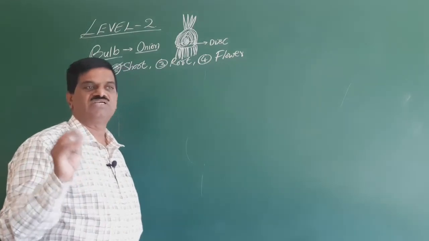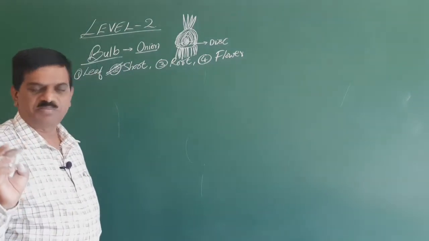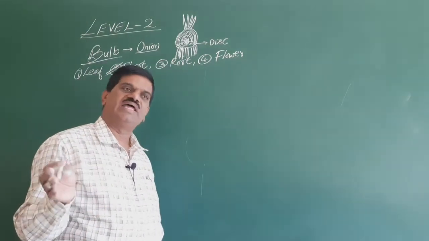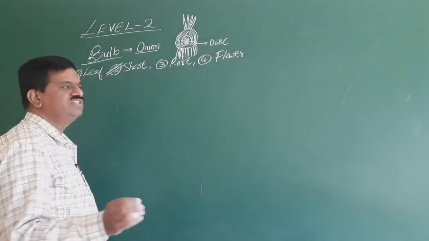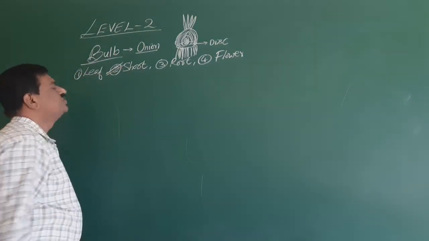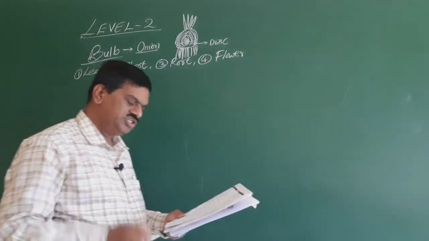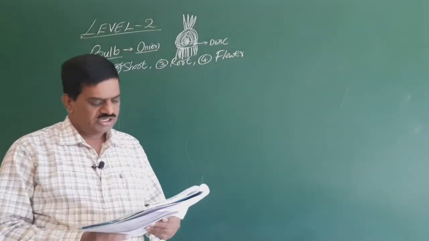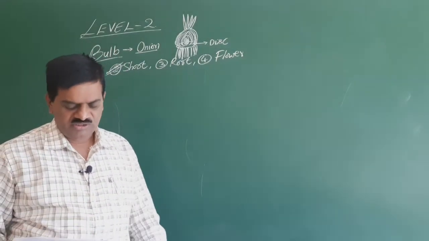In this aerial part of a plant body, there is the presence of stem, branches, all that. But here one of these is called stem modification. So bulb is nothing but shoot, underground stem modification. So we go for the next question.